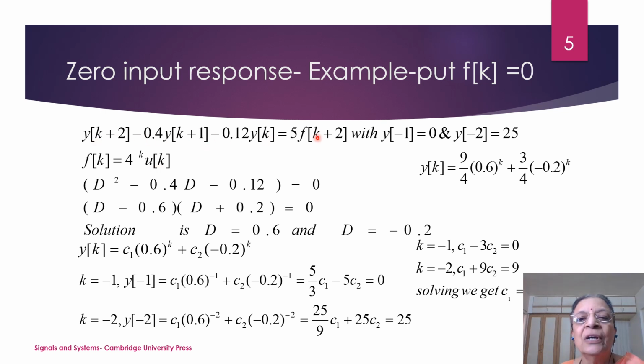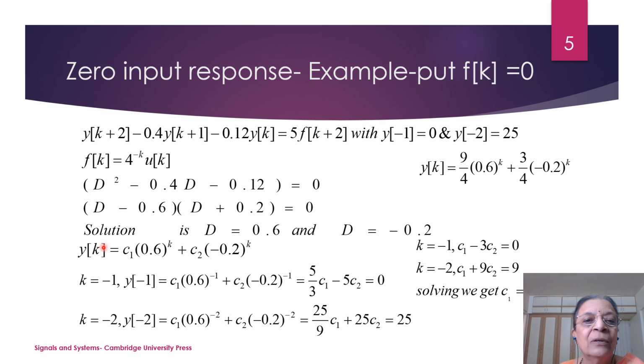Now this difference equation I can write as D square y of k plus 2. In this case there is a delay of 2 samples, so I write D square minus 0.4, here there is a delay of 1 sample, so D minus 0.12 is equal to 0. This becomes the characteristic equation. We first find out the roots of this characteristic equation. The roots will be 0.6 and minus 0.2, as you can solve this and see.